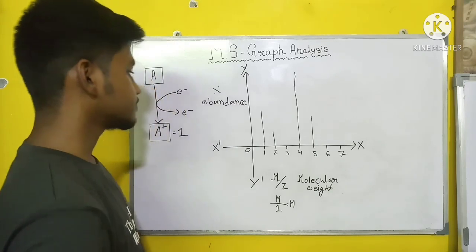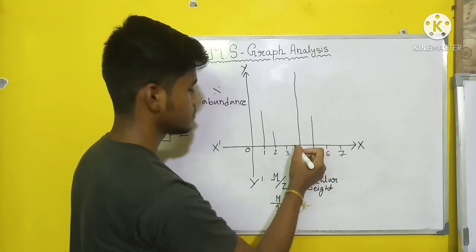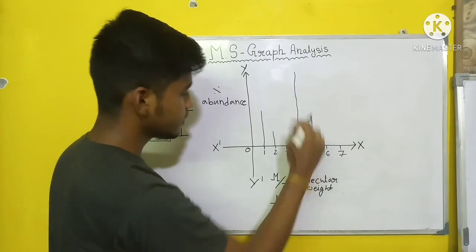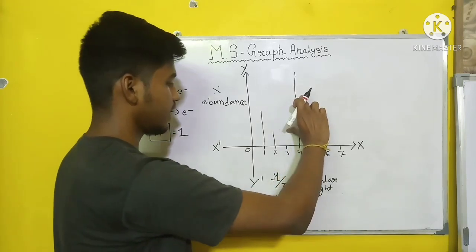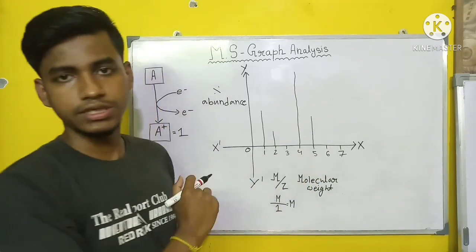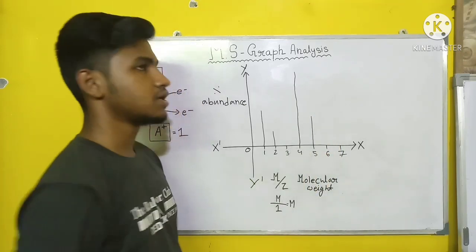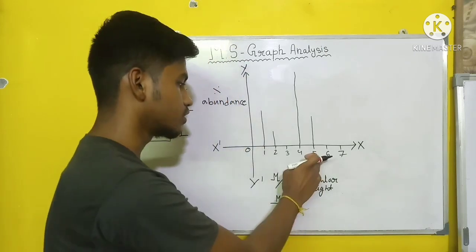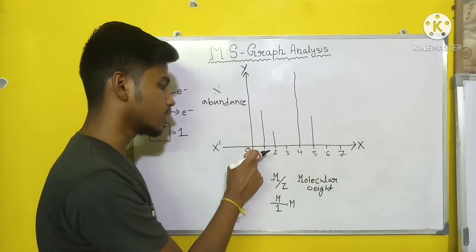So basically, look at this line. This line is present on 4. That means this sample has 4 molecular weight. This line is present on 5. That means this sample has 5 molecular weight. This line is present on 1.